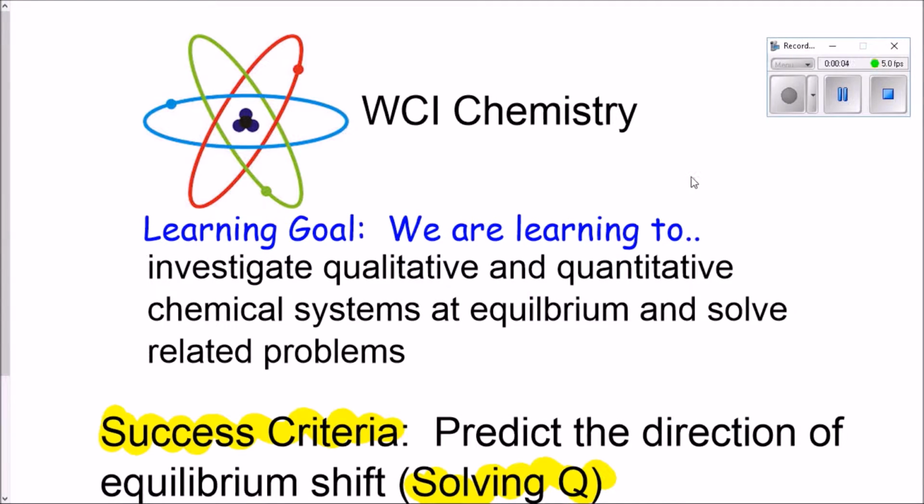Today we're continuing to learn about equilibrium. We're going to focus on both the qualitative and quantitative aspects of the chemical systems that are at equilibrium. We're going to focus on solving problems. Today you are going to learn about Q. Q will allow us to predict which way an equilibrium will shift when it is disturbed or stressed.